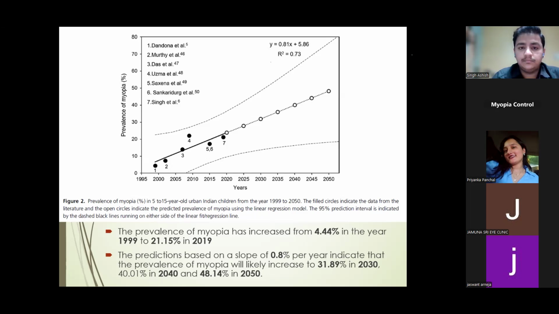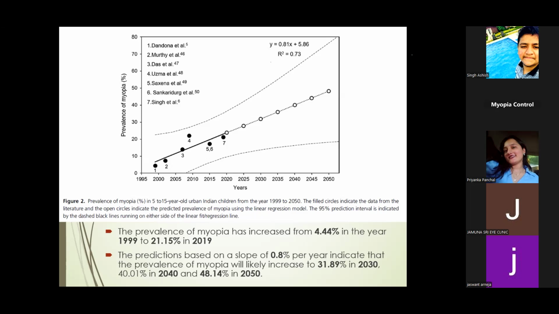Now, if you see this particular chart, you can see that the prevalence was at around 4.5% in 1999, and it has risen to 21.15% in 2019. So the point I am trying to make is that myopia is definitely going to increase, may not go up to 40% or 50%, but definitely it is going to increase.